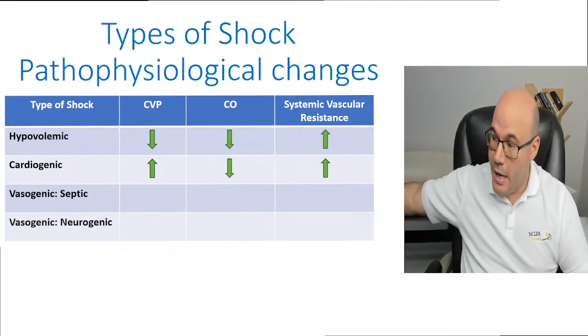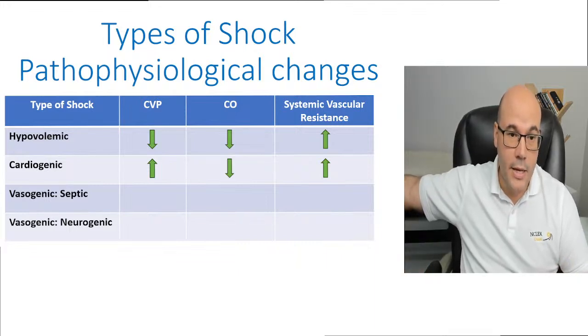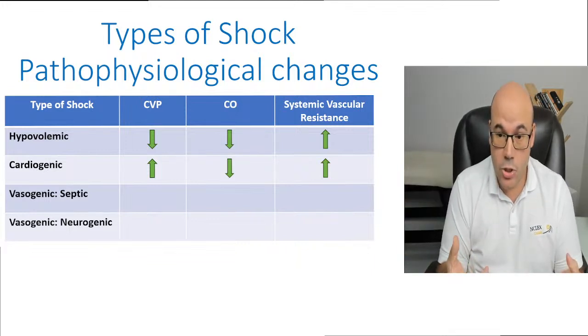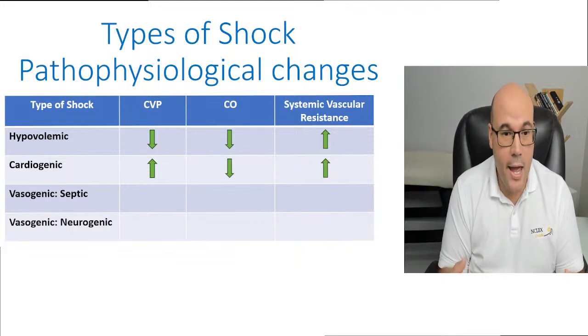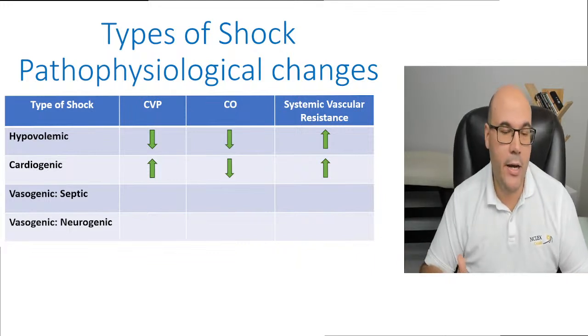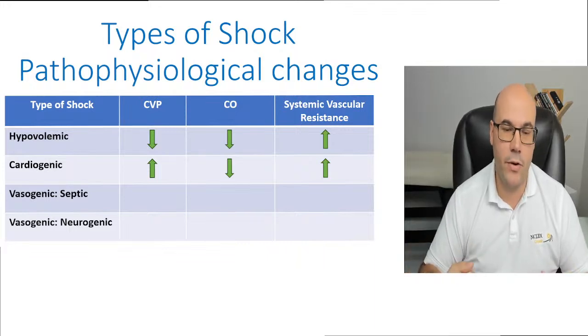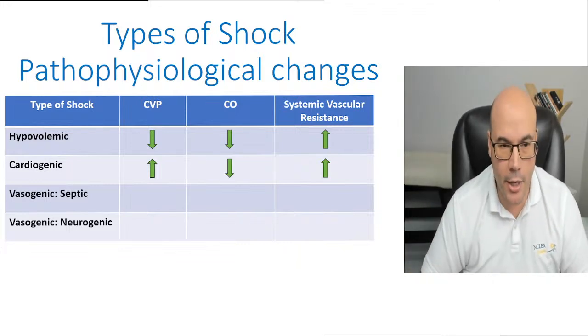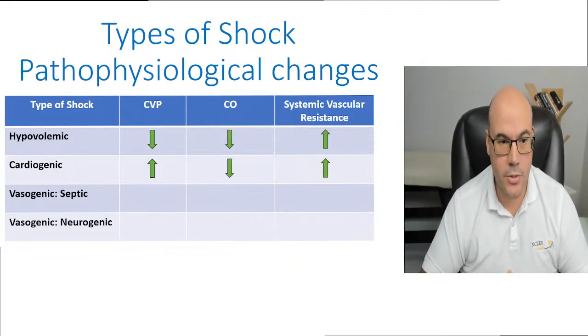And then, in both conditions, since the cardiac output is decreased, the tissues are saying, hey, where's my oxygen? Decreased perfusion. And the autonomic nervous system compensates by increasing the vascular resistance, creating vasoconstriction to try to send more oxygenated blood to the different tissues.